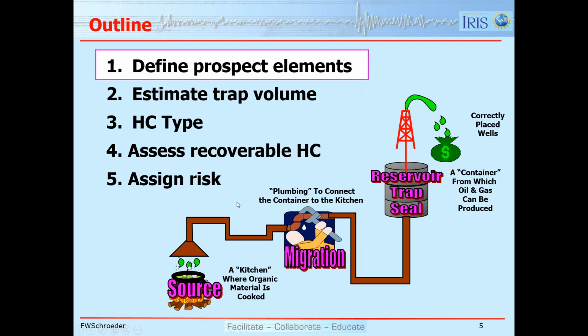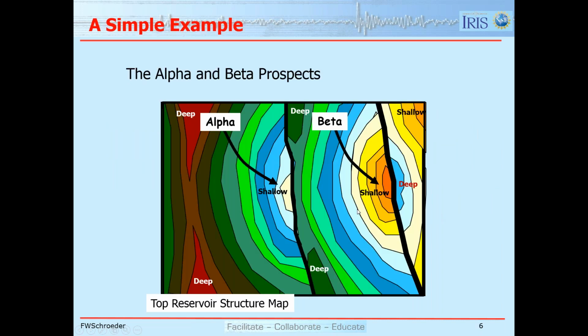So to define the prospect elements, I believe this is from lecture 2, where I talked about the source rock, the hydrocarbon migration paths, and the combination of a reservoir rock in a trap situation with an overlying seal. So here's our example. Again, this is meant to be a structure map, deep up to shallow, so things would drain or flow by buoyancy up to the crest of the alpha structure.